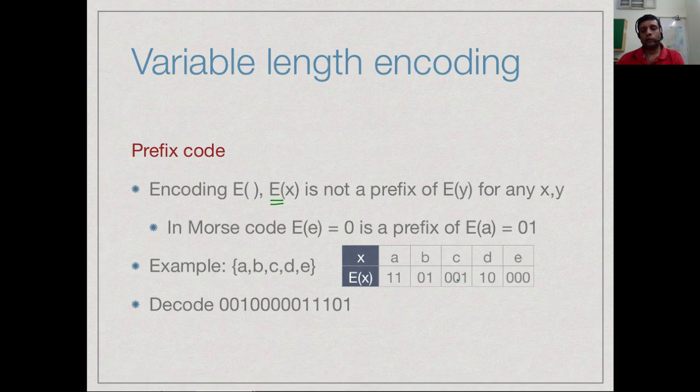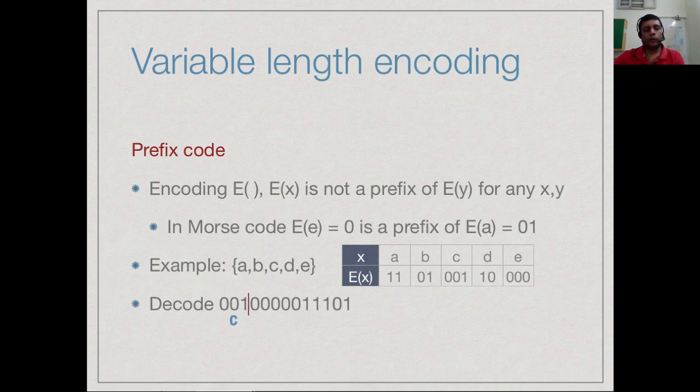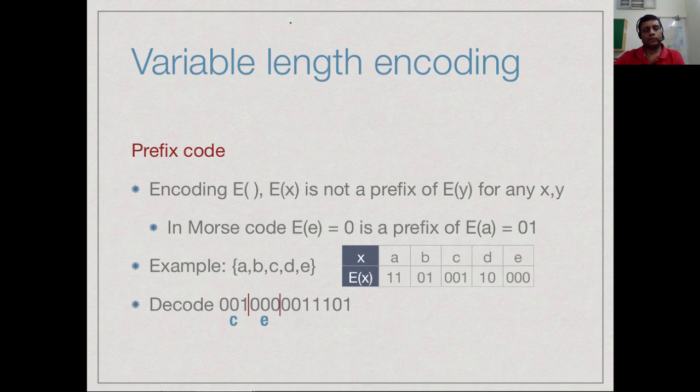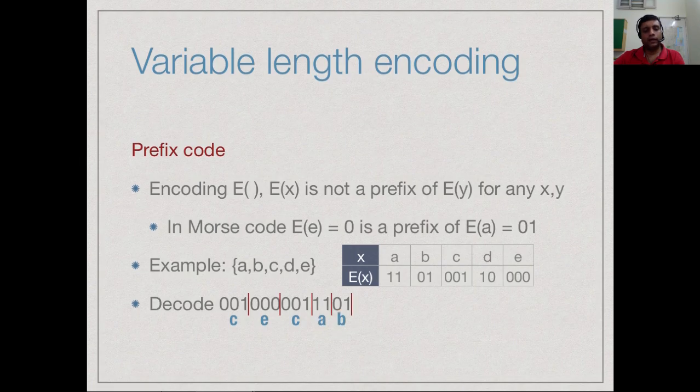So 0, 1 cannot be extended and so on. Right? So each of these cannot be extended to be the code of any other letter. So now when we get a long sequence like this, there is no doubt. Right? The first point where I have completed a letter is 0, 0, 1, and this is a C. The next point where I have completed a letter is 3 zeros and it's an E. Then I read another C, and then an A, and then a B.